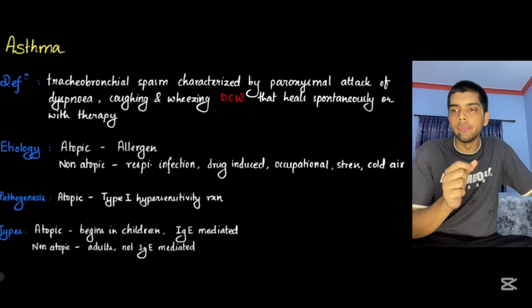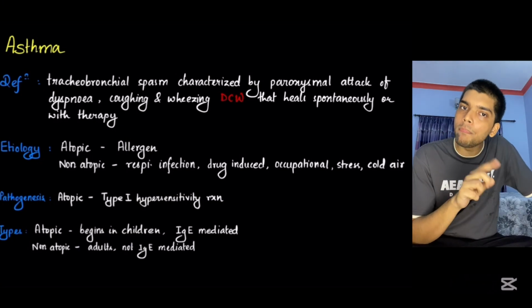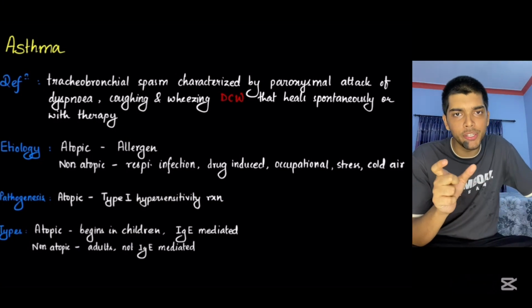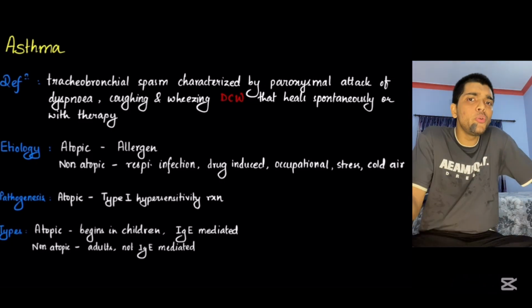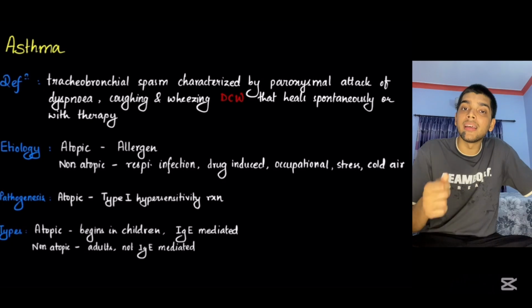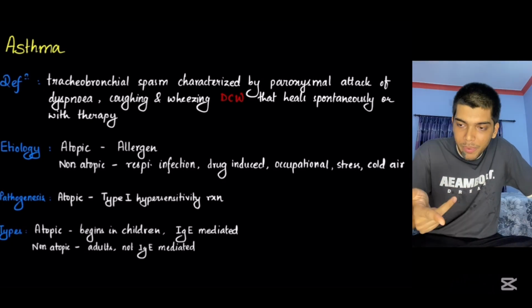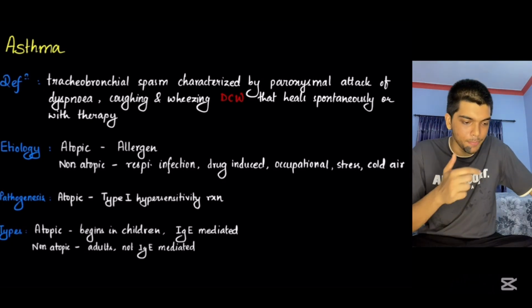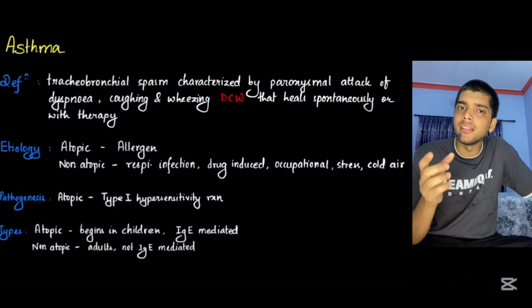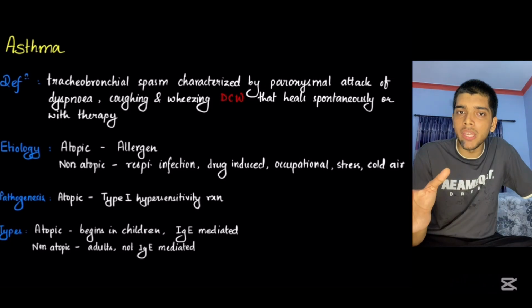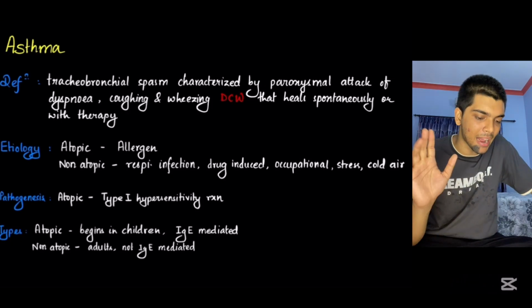Then etiology. If we are talking about atopic asthma, then it is due to allergen. If we are talking about non-atopic asthma, it is not due to allergen, it is due to something else like respiratory infection, drug, occupation, stress, cold air, exercise. Pathogenesis. If we are talking about atopic asthma, then the pathogenesis is a copy of type 1 hypersensitivity reaction.